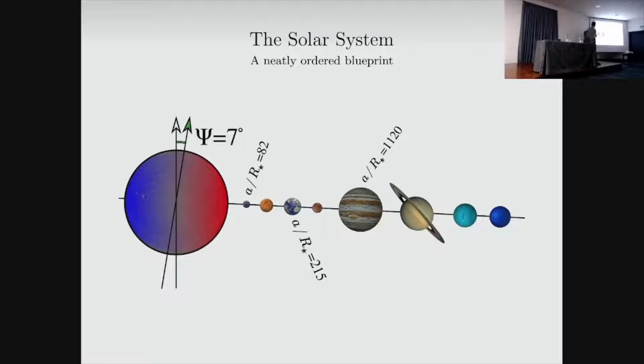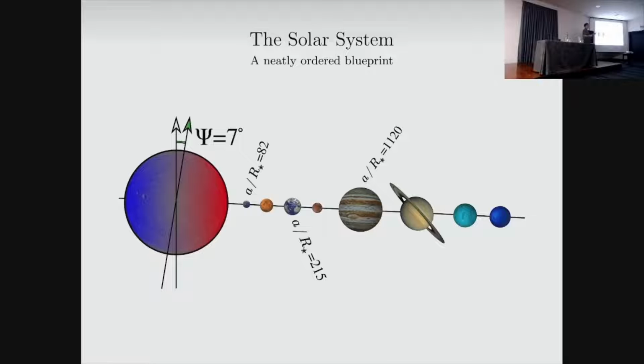Another characteristic is that we have this tilt between the orbital plane of the planets and the stellar spin axis. You can see the star rotating, the blue part moving towards us and the red part moving away from us. It's almost flat, but there is a bit of a tilt, right?